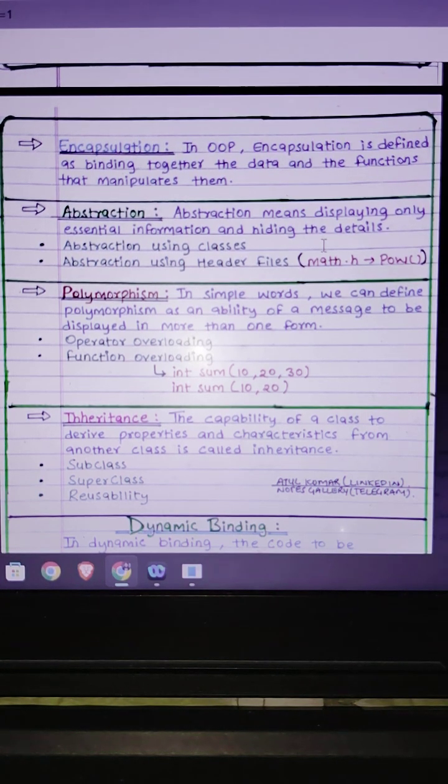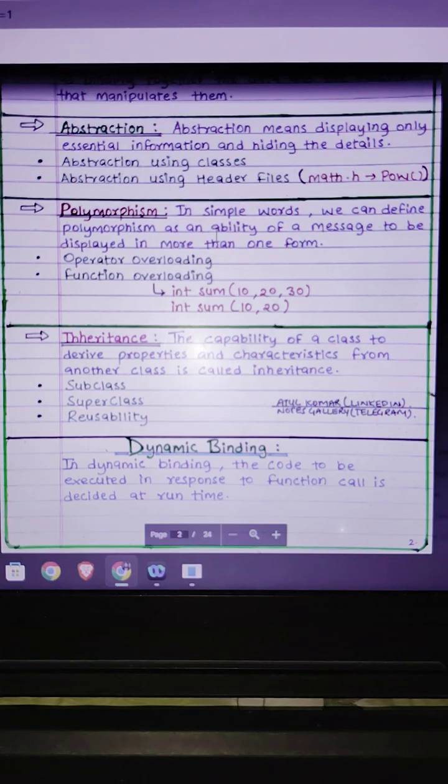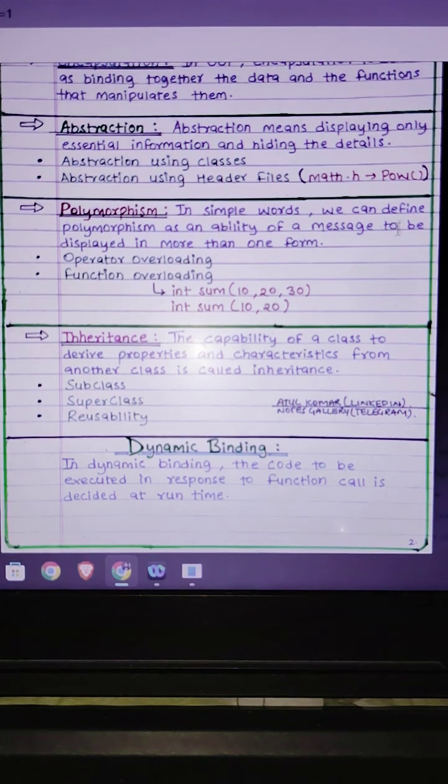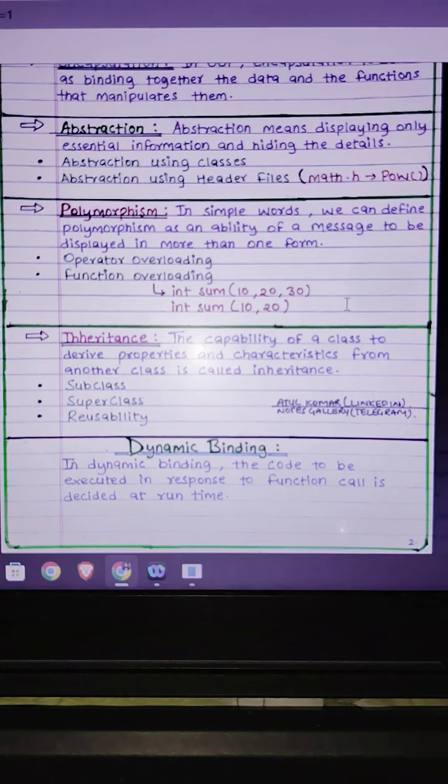This is abstraction. And now move to the next type of OOPS, that is polymorphism. In a single word, we can define polymorphism as the ability of a message to be displayed in more than one form. The word originated from two words, poly and morphism. Poly means many and morphism means forms, so many forms.